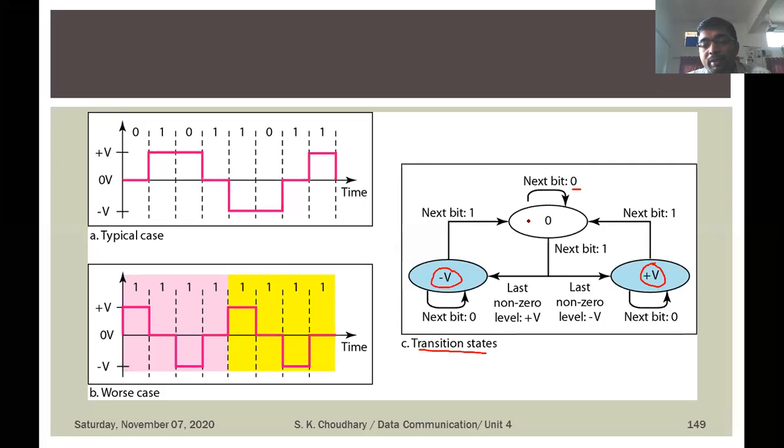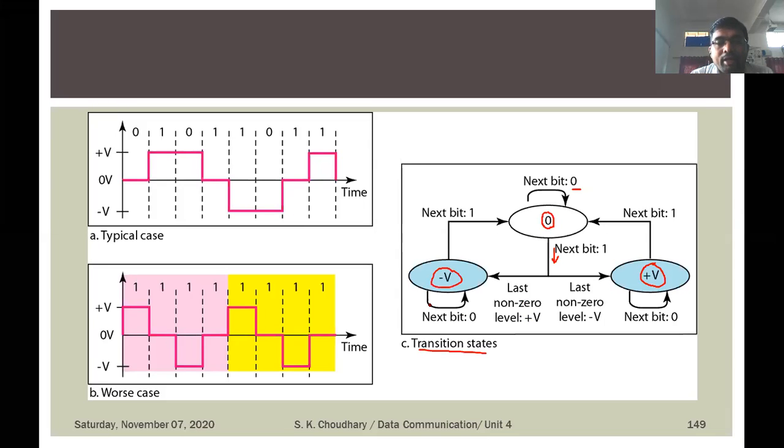Now the last one is a little bit complicated. You have to remember that statement. What is the statement? The last statement is that if the next bit is 1 and the current level is 0, that means you are at the 0 state and the next bit is coming as a 1. At that moment, the next level is opposite to the last non-zero level. So if your last non-zero level is minus B, the next level is plus B. If your last non-zero level is plus B, your next level is minus B.